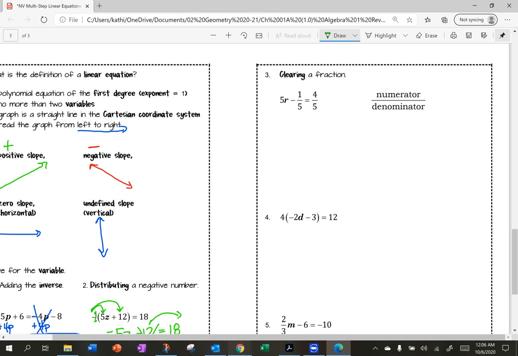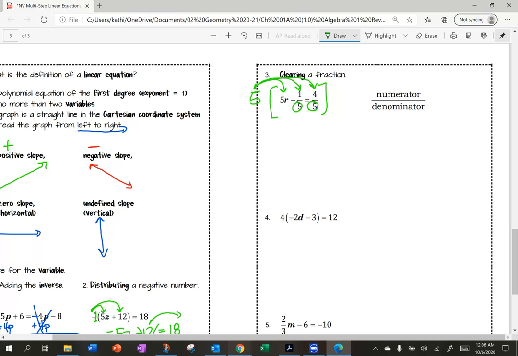Okay, so when I have some fractions, to start solving my equation, I want to clear the fraction. So I'm going to look at what I have in the denominator. So I have a 5 in the denominator. So I want to clear my fraction by multiplying all the terms by 5. So I'm going to distribute this 5 on every term.